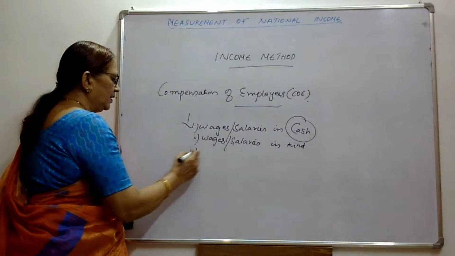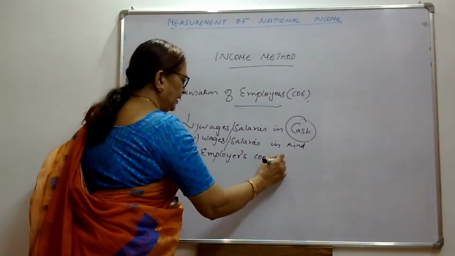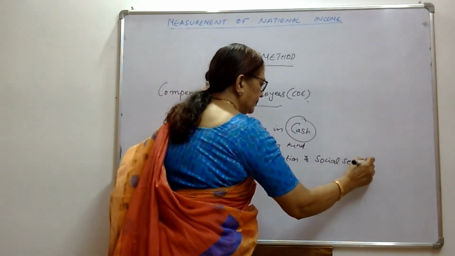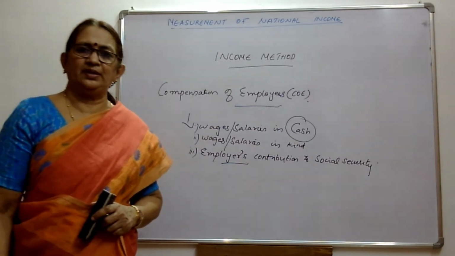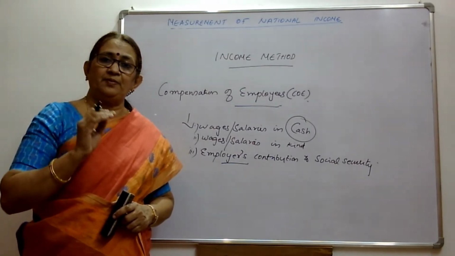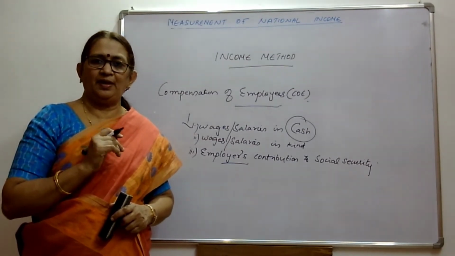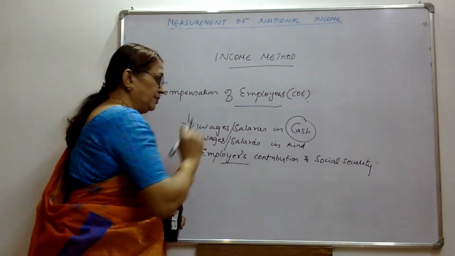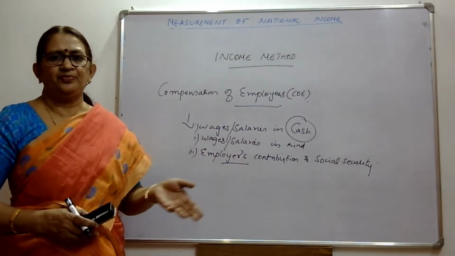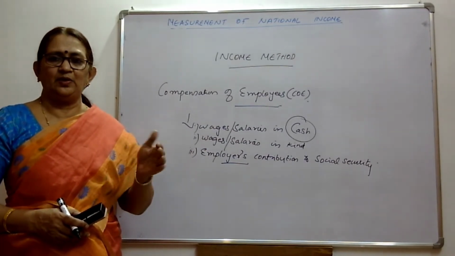Then the employer's contribution. It is not the employee's contribution, it is the employer's contribution to the social security fund. For example, the employer is giving provident fund. A percentage of the provident fund is given by the employer and a percentage by the employee. Whatever is contributed by the employer to the provident fund is compensation of employees. Then retirement pension is a part of compensation of employees. Retirement pension is a part of the employer's contribution to social security, but old age pension is not a part of this component. Old age pension is a transfer income, an income received without rendering any service in return. So kindly don't confuse between the two.